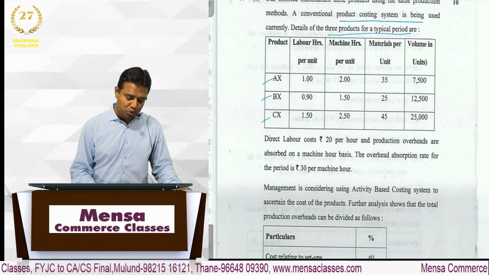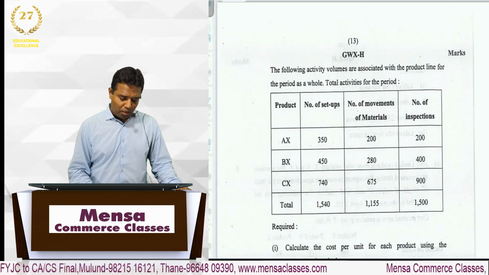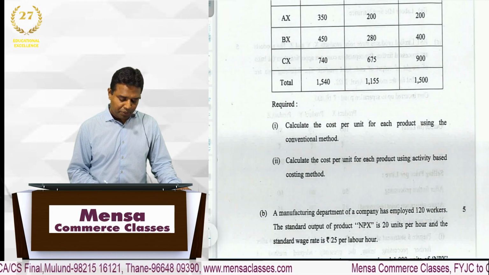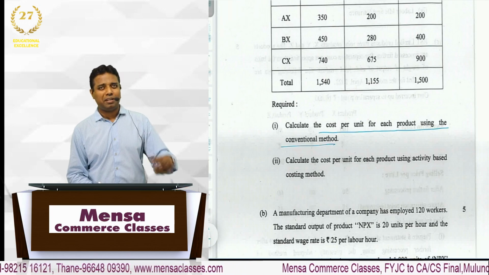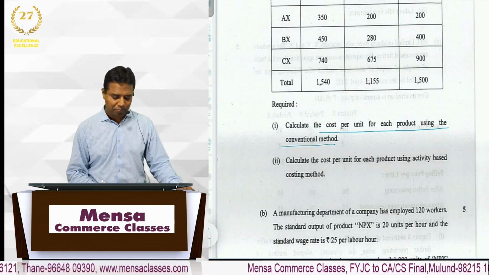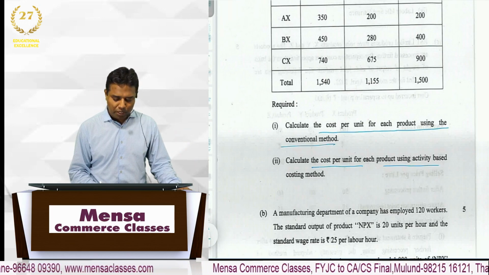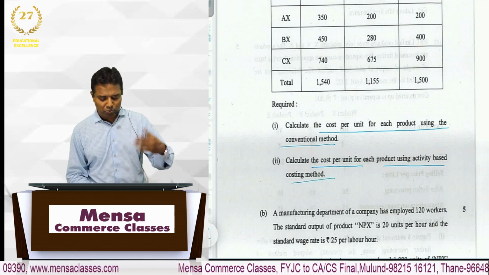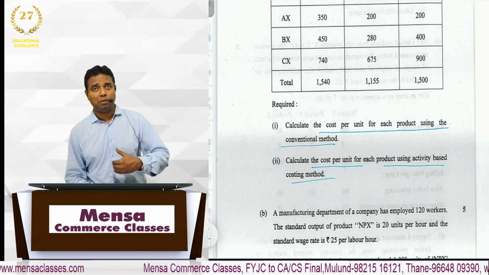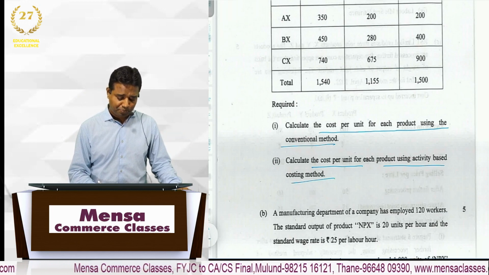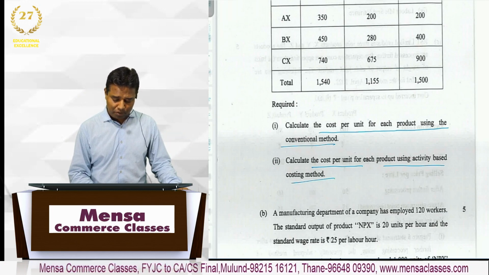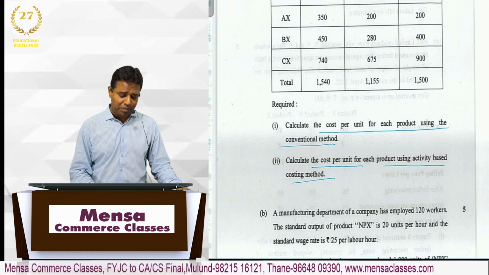Okay, what are we supposed to do? Let us check. Calculate the cost per unit for each product using conventional method, traditional method. Conventional is traditional. Calculate the cost per unit using ABC. So you are supposed to do as per conventional as well as ABC. So first we will talk of the conventional one, which should be simple. Then we'll move on to the ABC part.